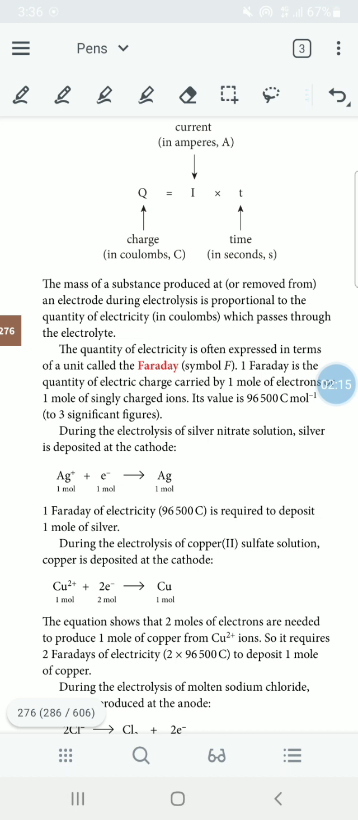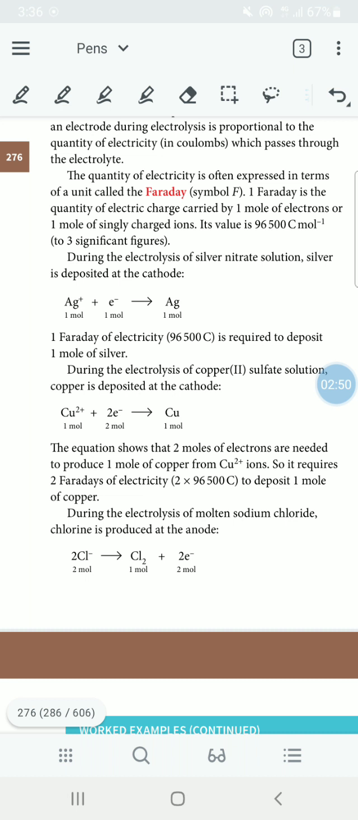So now if you take the electrolysis of silver nitrate, 1 mole of silver ions will require 1 mole of electrons to produce 1 mole of silver. So that means it requires 96,500 coulombs of charge to do that conversion. 1 Faraday of electricity is required to deposit 1 mole of silver. During the electrolysis of copper(II) sulfate solution, copper is deposited at the cathode. Here 2 moles of electrons are involved. As a result, we would require 96,500 coulombs times 2 to produce 1 mole of copper.